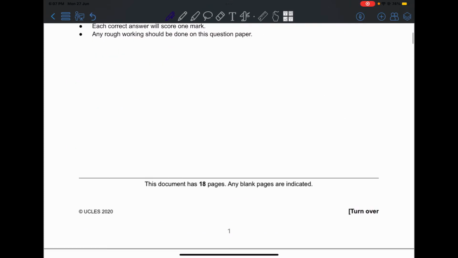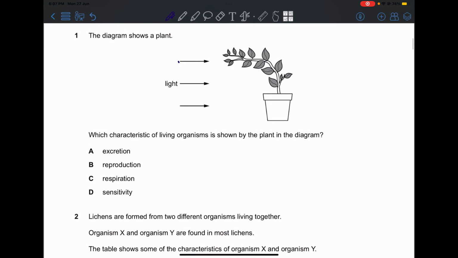Now let's start solving. Question number 1, the diagram shows a plant. Which characteristic of living organism is shown by the plant in this diagram? Now over here we can see that the plant is leaning or bending towards the direction of light, which is coming from the left side. So it's bending towards the left side because this is where the light is. This is, of course, phototropism, and it indicates some sort of sensitivity. So our answer is going to be D, sensitivity.